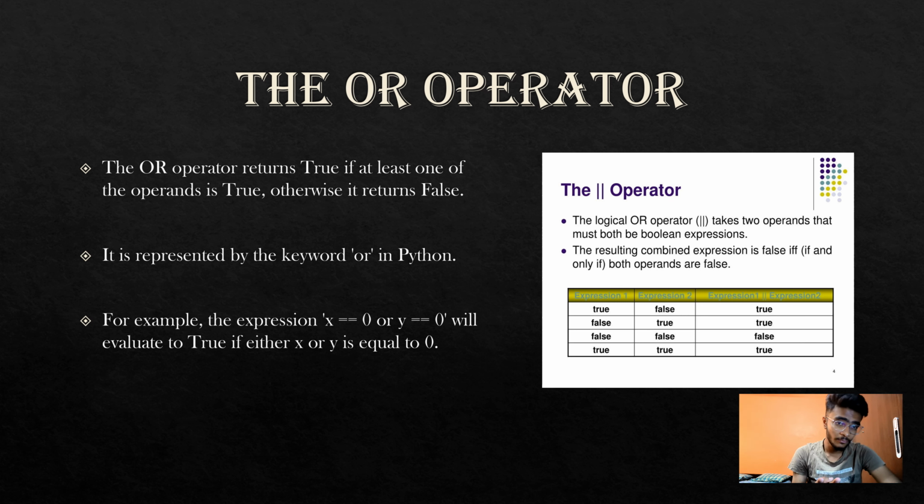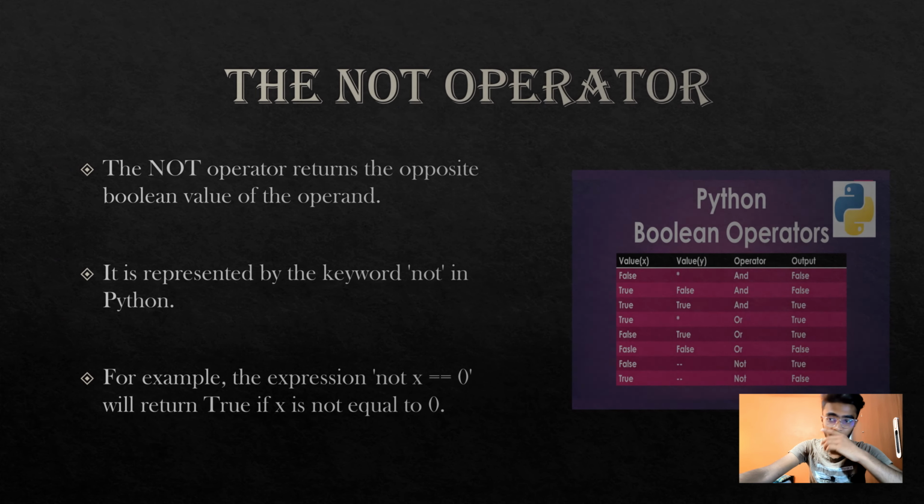But if both the statements are false, for example, 1 is equal to 0, or 2 is equal to 4 minus 3, then both are false, so we are going to get false over here. If both are true, we get true. If any one is true, we also get true. But if both are false, then we get false. It is represented by the keyword or, in small letters, in Python. There's an example over here. The expression x double equals 0 or y double equals 0 will evaluate to true if either x or y is equal to 0, or even if both are equal to 0. So that was about the OR operator.